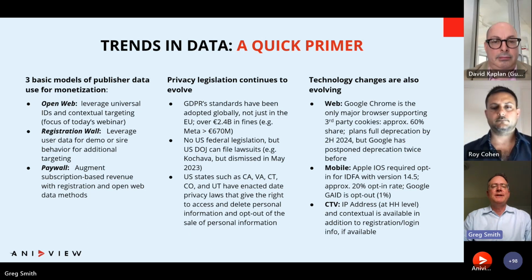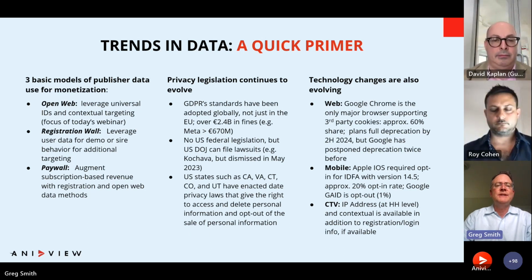Google plans to fully deprecate third-party cookies by the second half of 2024. But as many of you know, Google has kind of kicked the can down the road a couple of times before. So there's still some speculation that it could even be later. And in fact, there might even be some antitrust concerns that Google has to think about when it does deprecate third-party cookies.